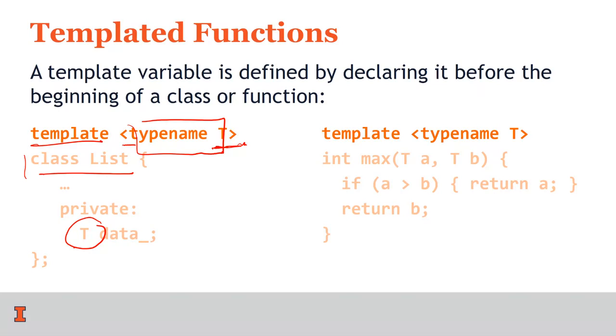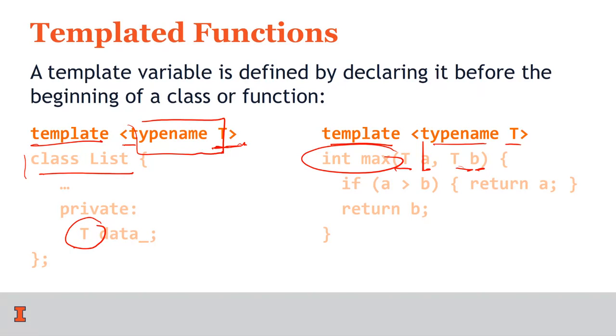Likewise, we can also have templated functions. Here we see the exact same syntax, template typename T, and inside the function itself, we can use T as a type. Here is T a and T b. And this function, this T max, simply looks at a and b, compares them, and returns the largest one. It returns the maximum of those two variables.